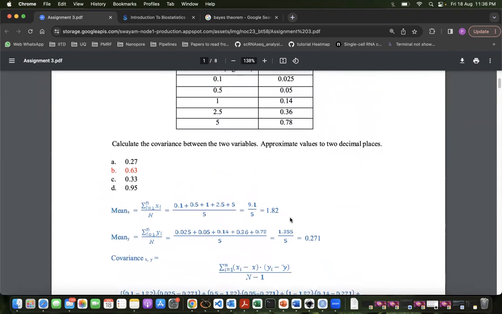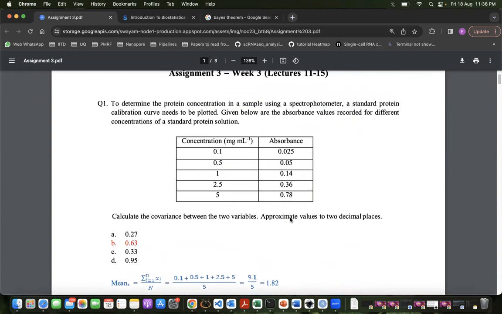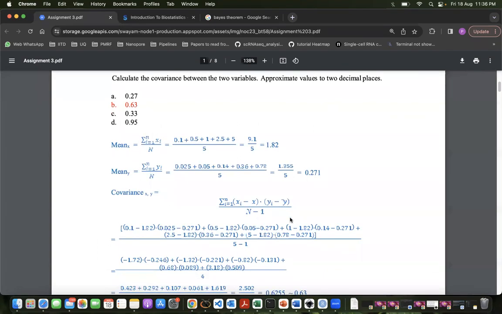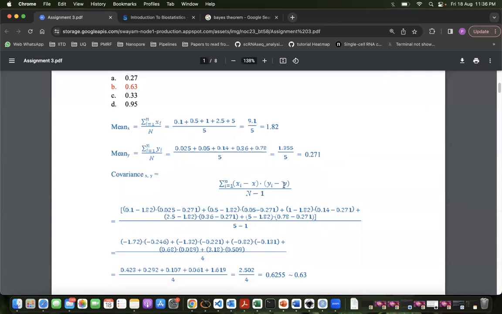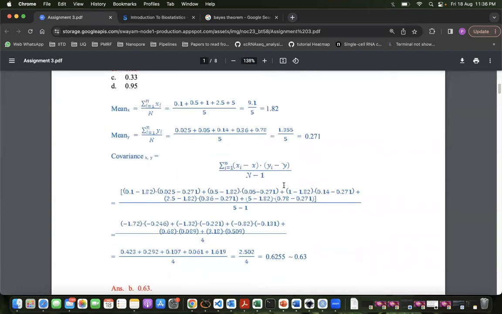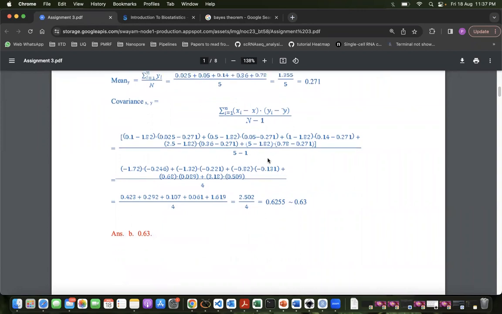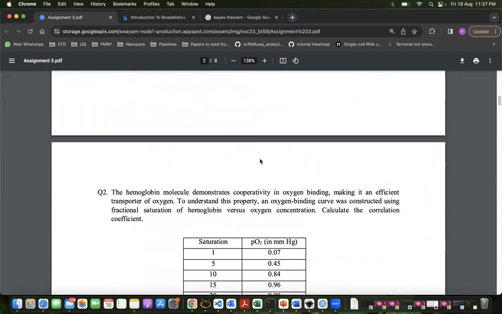So any confusion about this question, because I think it's relatively straightforward? No confusion in this. Yeah, okay. So simple. Just use the formula of covariance and that's it.